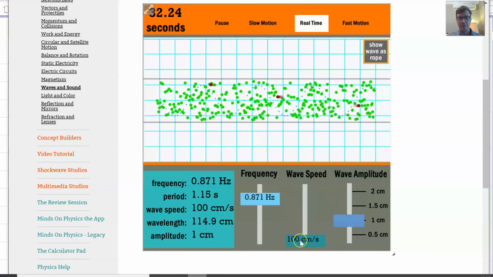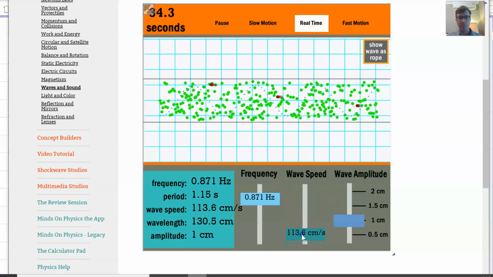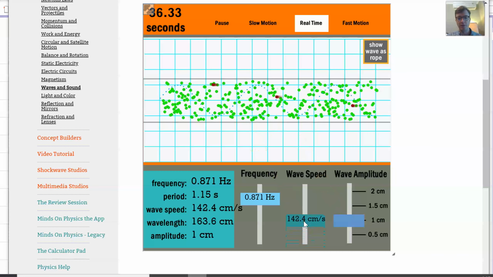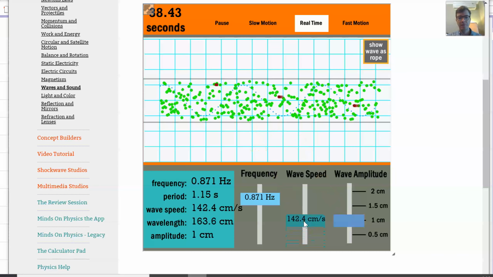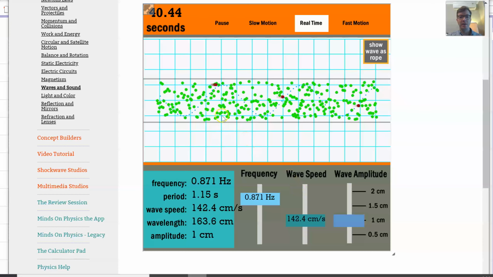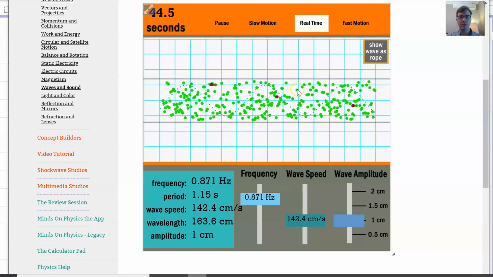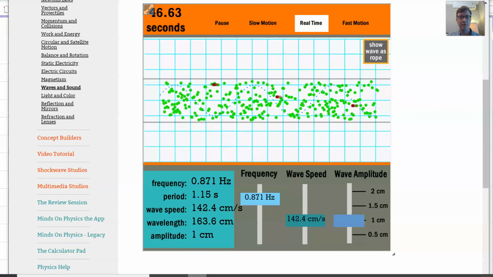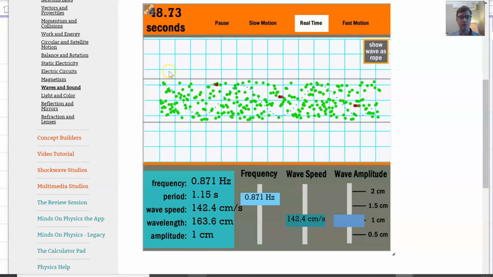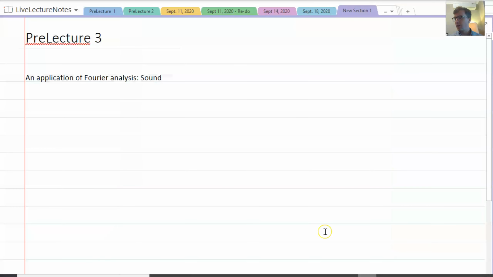back and forth. There's also wave speed, so I can change the speed at which the wave is traveling through the air. And you can see that then these crests are traveling faster to the right. So hopefully that helps you to visualize a sound wave.